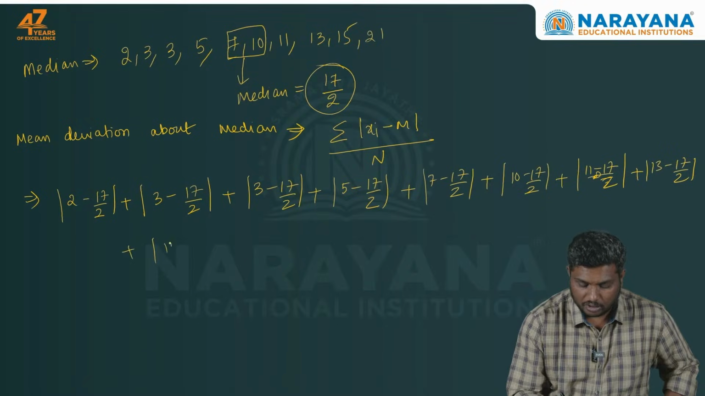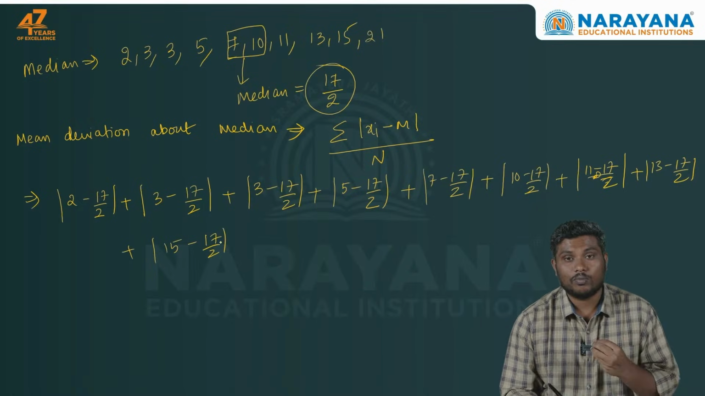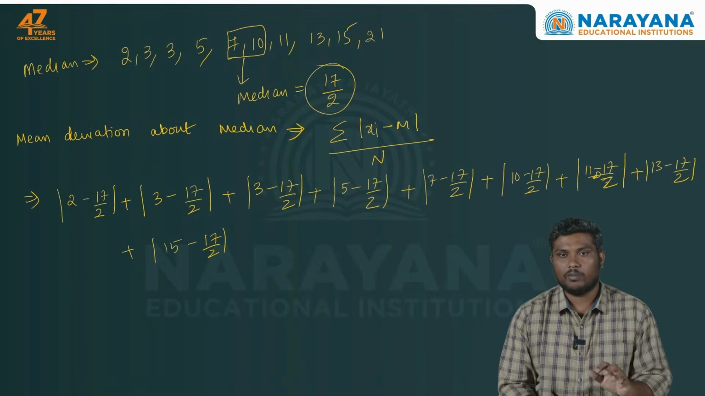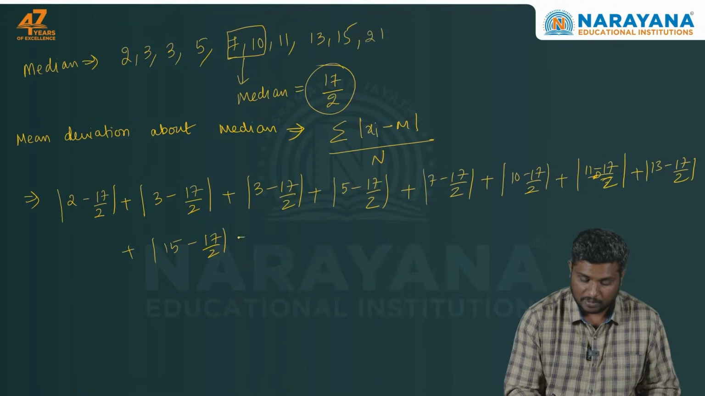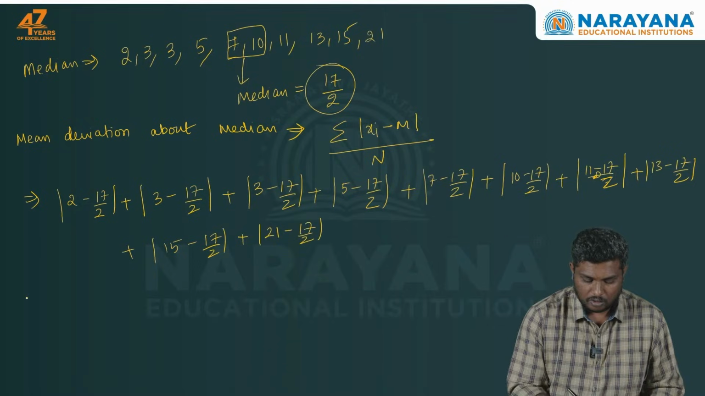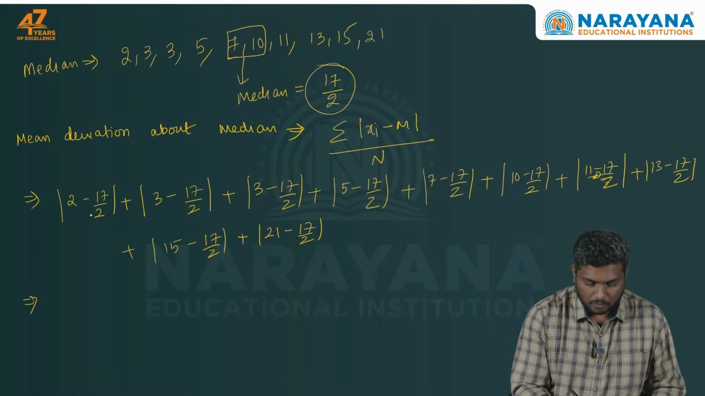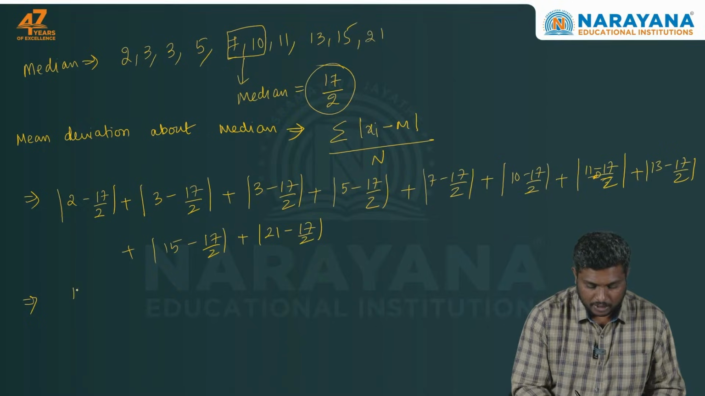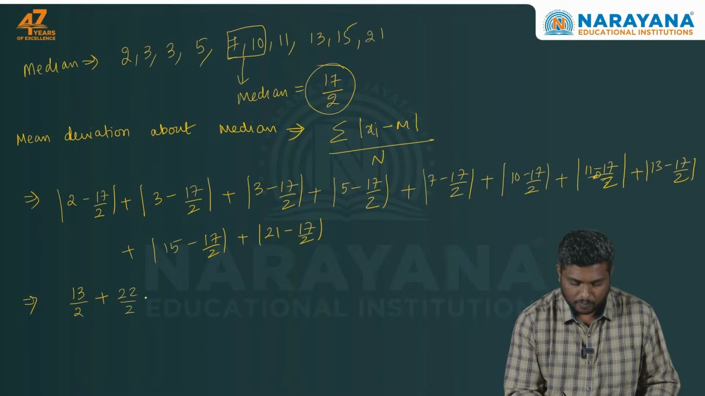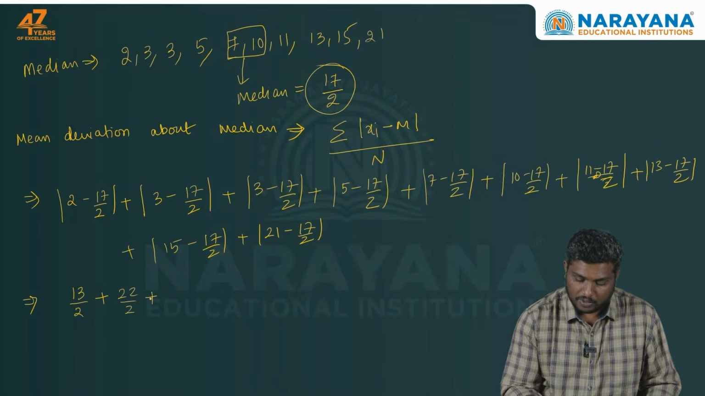As I told you, this is going to be a lengthy calculation, but since it has nothing to do with more logical thinking, one should take advantage of this, spend enough time on such questions, and get the final answer. 21 minus 17 by 2. So let me find the sum first of all. 4 minus 17 is 13 by 2, plus 6 minus 17 is 11. 11 plus 11, 22 by 2. So anyway 2 is common everywhere, but I'll still write it.